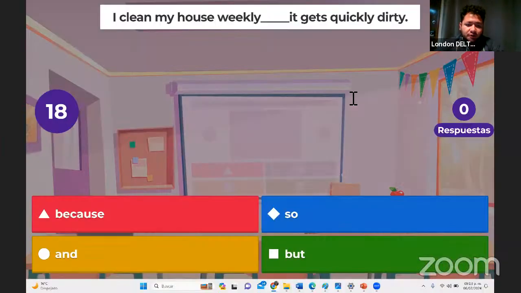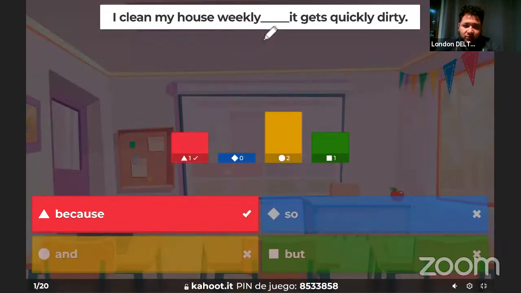So we have to choose the best conjunction for the instance. I clean my house weekly. Yo limpio mi casa semanalmente. It gets quickly dirty. So you need to choose what the best conjunction is in this case. Something that is going to help you is to understand the full sentence and what you have before and after the gap. Hay que prestar atención a lo que tenemos antes y después de este espacio en blanco. All right, this is called the gap. So what could it be?